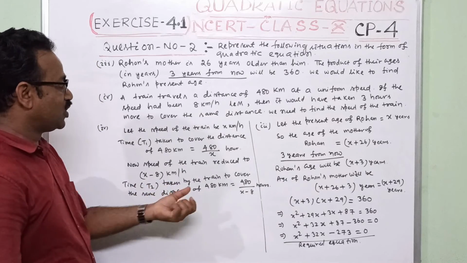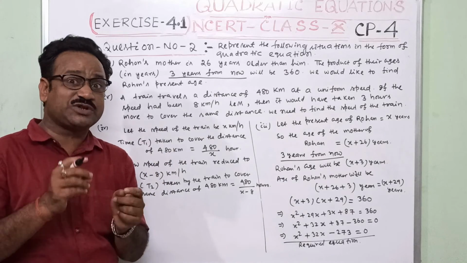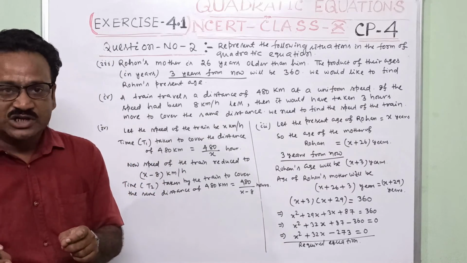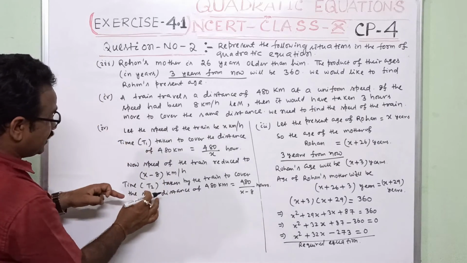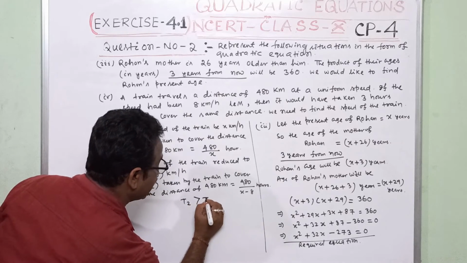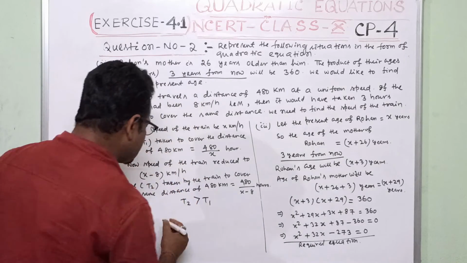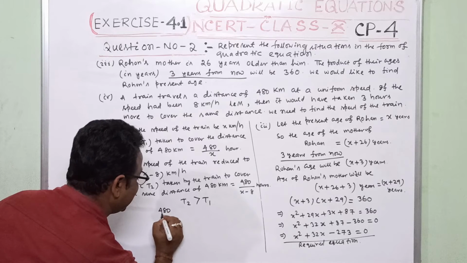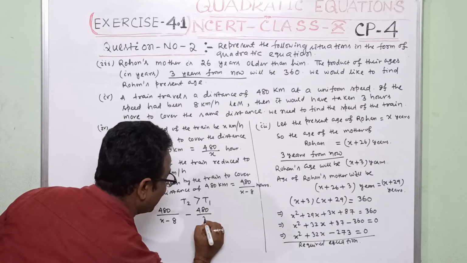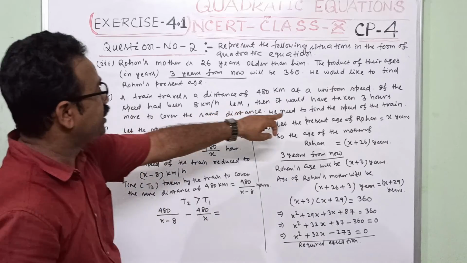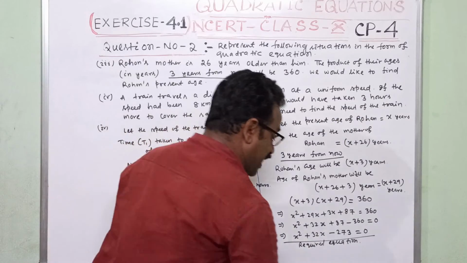Now the real thing, we have to find out the equation. So here, speed is more, time is less. Speed is less, time is more. So here T2 is greater than T1 because speed is less. So 480 by x minus 8 minus 480 by x is equal to how much? It would take 3 hours more. 3.